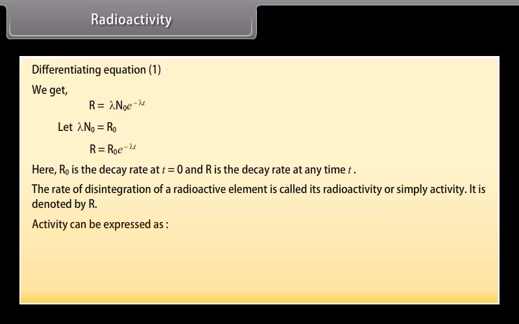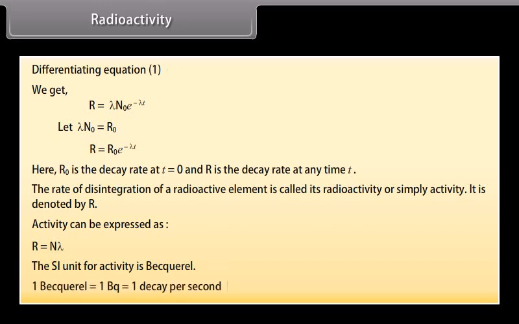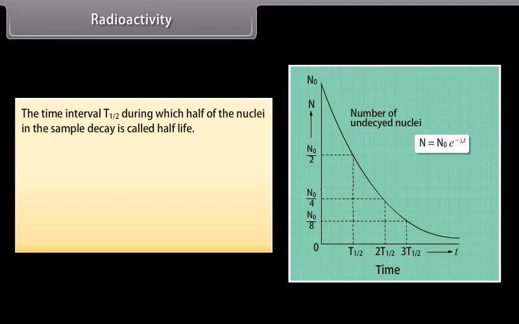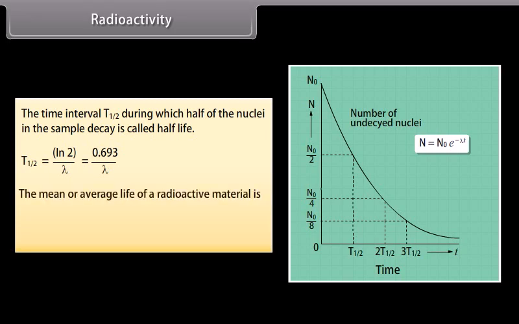Activity can be expressed as R = Nλ. The SI unit for activity is becquerel. 1 becquerel = 1 Bq = 1 decay per second. The time interval t½ during which half of the nuclei in the sample decay is called half-life. t½ = ln 2/λ = 0.693/λ. The mean or average life of a radioactive material is τ = 1/λ.